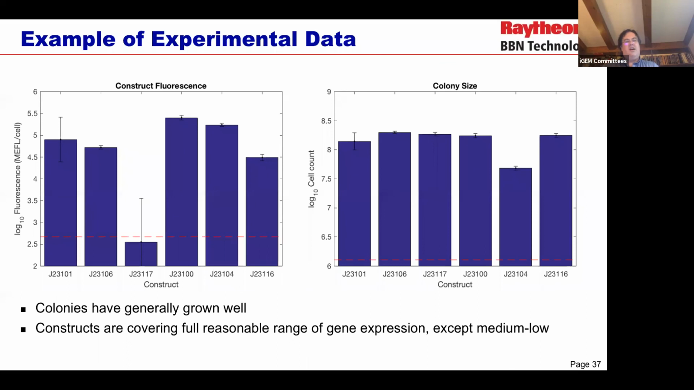Over in the fluorescence, we were expecting to see a wide range of fluorescence, and indeed we do, even down to some that can't really be distinguished from autofluorescence. And our range of fluorescence that we got covered the whole range except for sort of a medium-low level. That would be a nice thing to try for some time in the future.